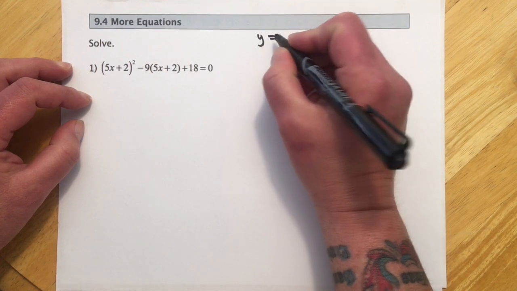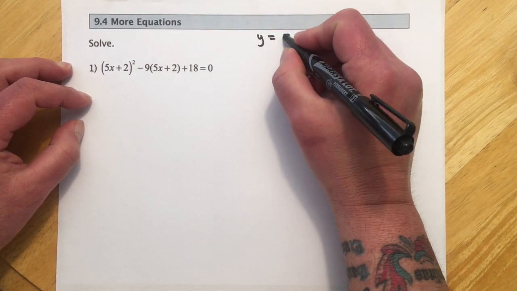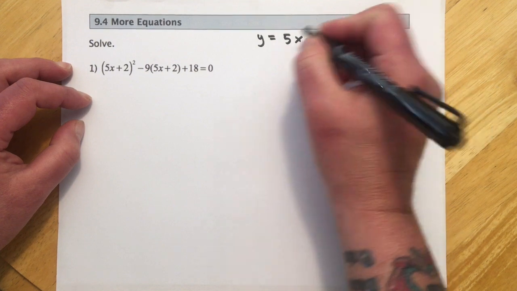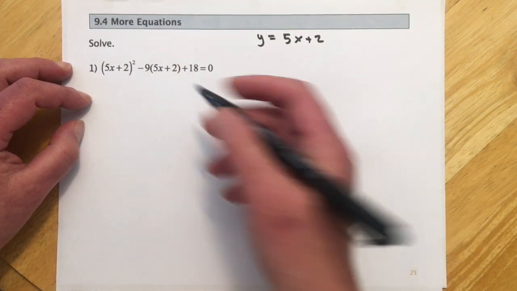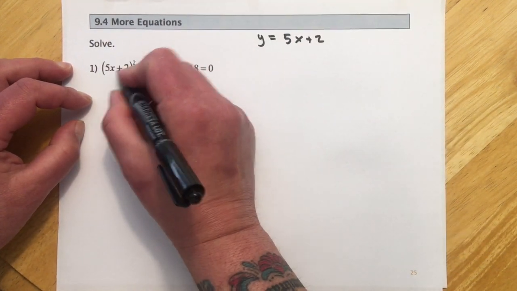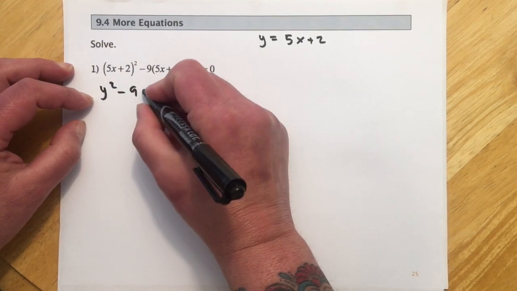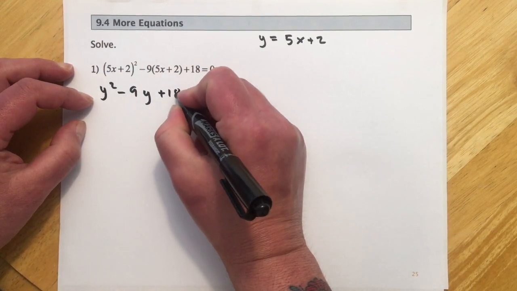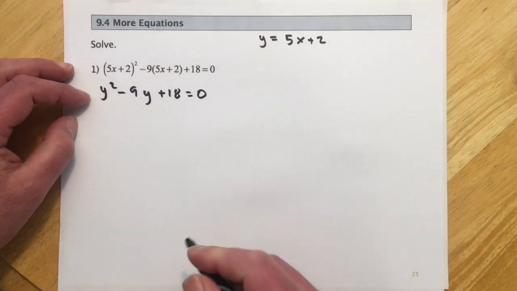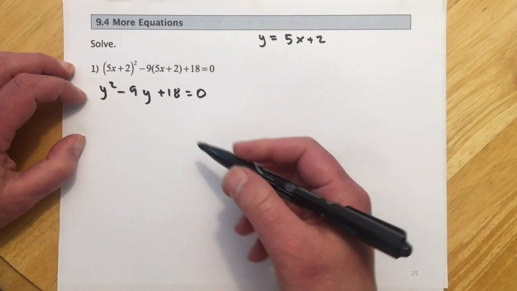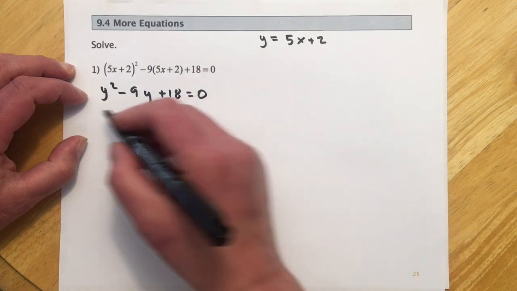So I'm going to call that y. I'm just going to give it a little bit simpler name and substitute the y in just so I can get a better look at kind of what's going on. So this all is now y squared minus 9y plus 18. So by doing that substitution, you can kind of see now that it's just a factoring problem.